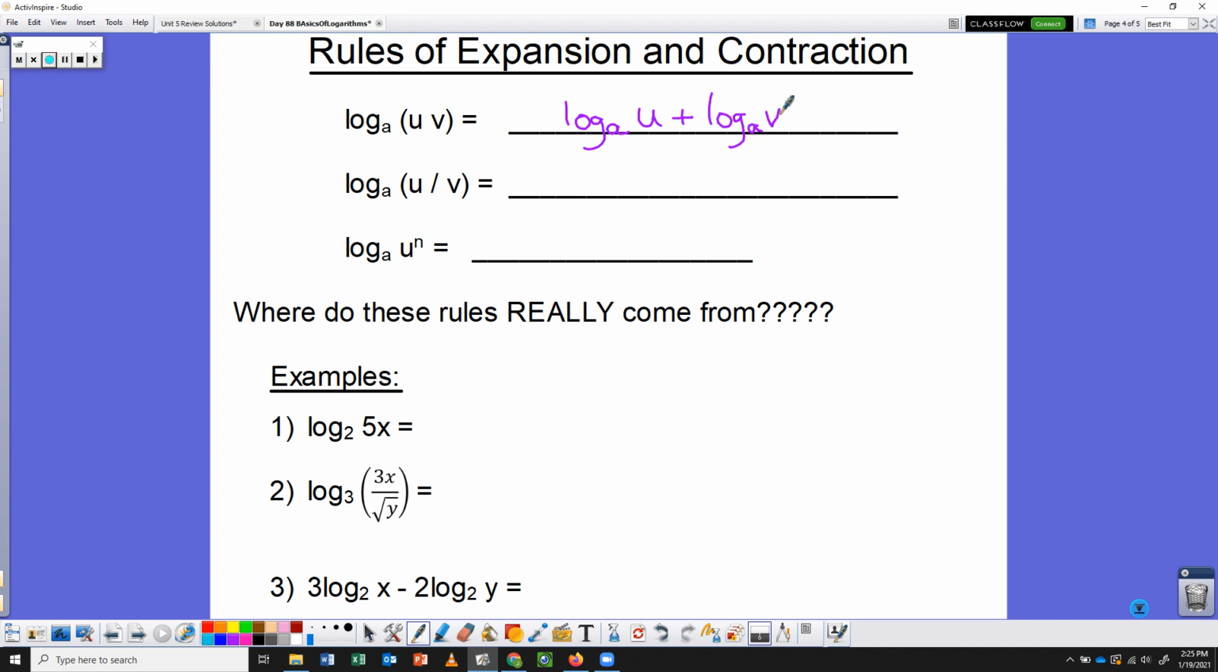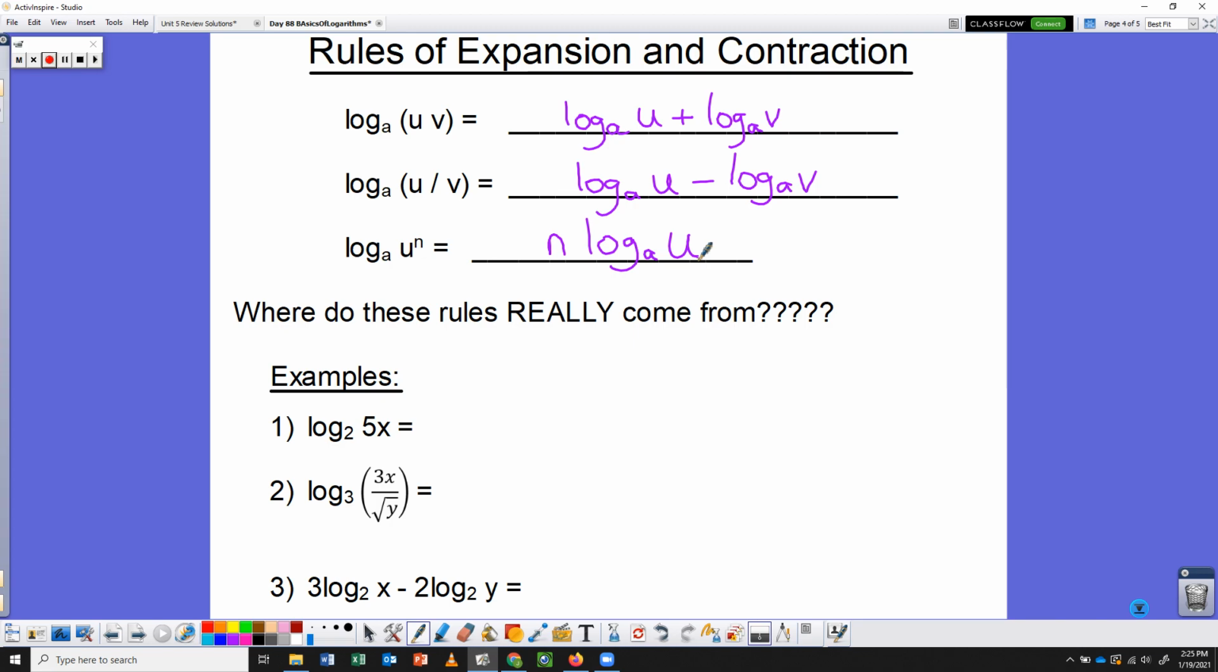And the log base a of u divided by v is going to be the log base a of u minus the log base a of v. And the final one is log base a of u raised to the n power is equal to n times the log base a of u.